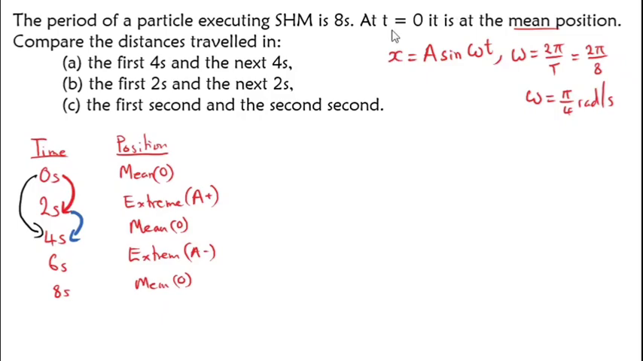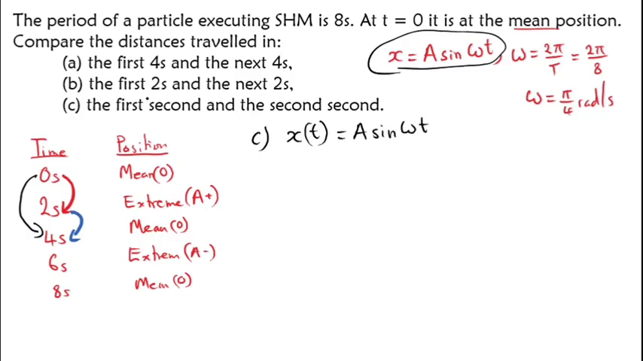So part C says the first second and the second second. So now for this one, we're talking about a particular position. Since we're talking about a particular position, we're going to use the formula we've been given right here, which is x(t) equals A sine omega t. So now, using this formula, let's find the two positions.